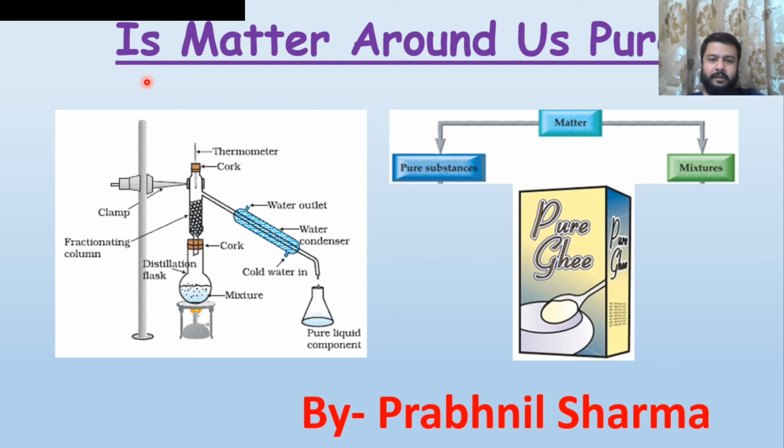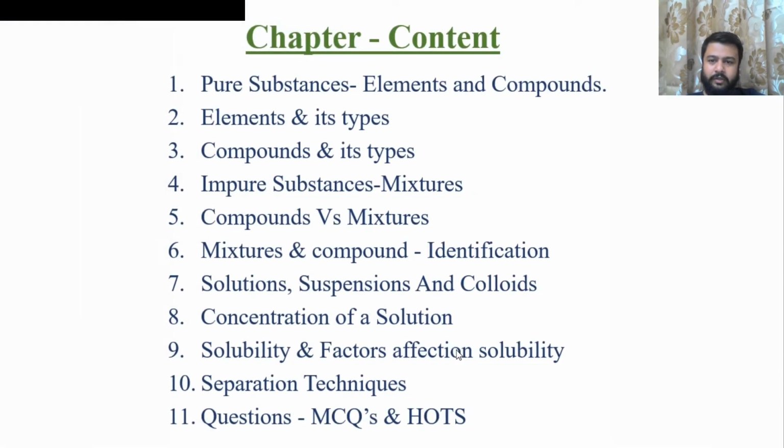Hello everyone, this is our second chapter for class ninth. Chapter name is Matter Around Us Pure. Myself Prabnil Sharma. So in this chapter we are going to discuss about pure substances like elements and compounds.